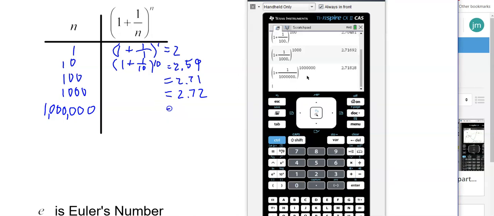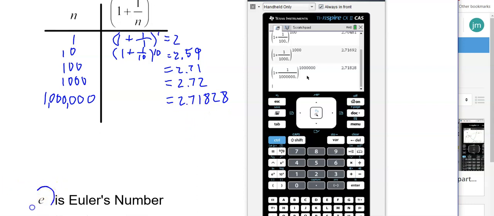It looks like we've reached very close to 2.71828. I mean, I put in a million. That's an awful lot. It's slowing way down, almost stopping. It seems to be approaching a limit, almost like an asymptote. It's approaching some value, and that value is actually e.